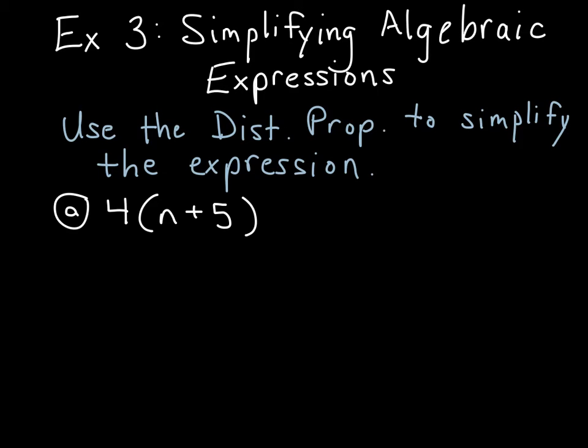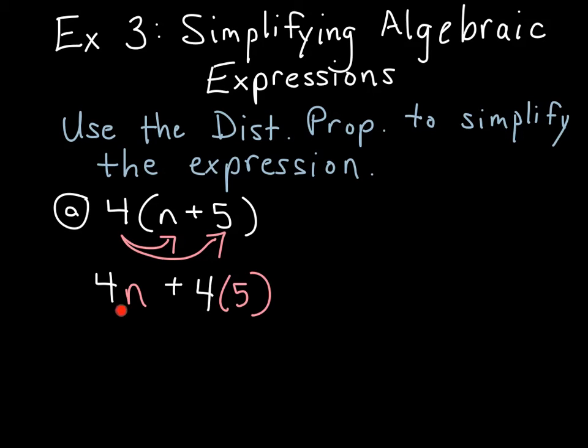So if we start with letter A here, which was 4 times, and then in parentheses, n plus 5, to use that distributive property, remember we're going to multiply that 4 that's outside the parentheses by each of the pieces that's inside the parentheses. So we take 4 times n, and then we use addition because that's what's right here, and then we do 4 times 5, and remember we can't just stick the 5 next to it without a symbol because it'll look like 45.